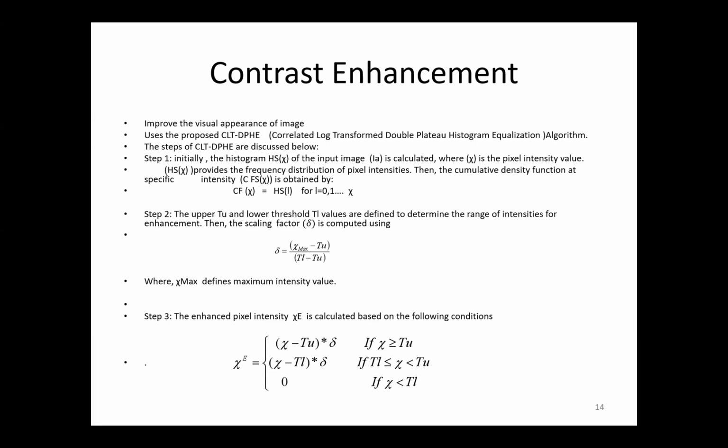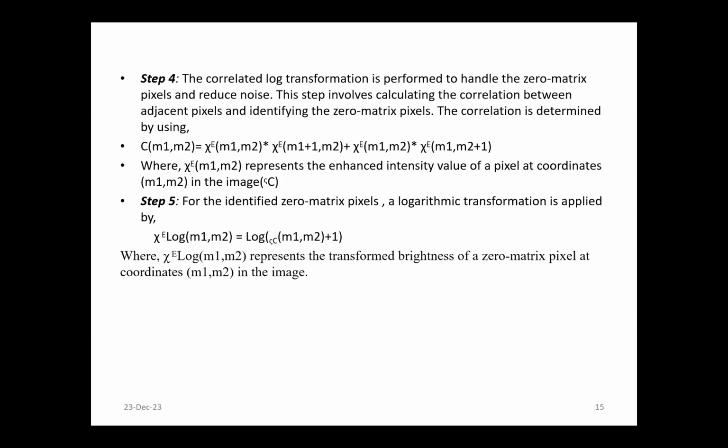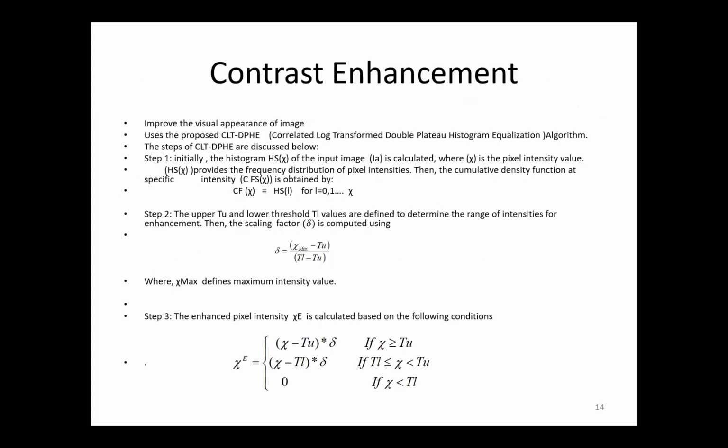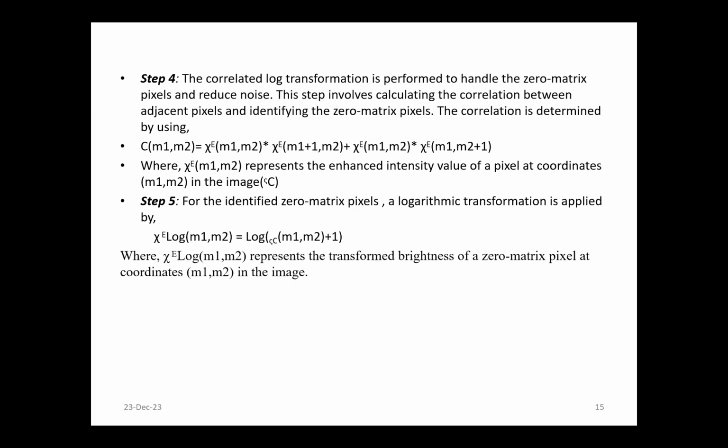Up till now, no one has worked on the contrast enhancement of plant disease images to find out the zero matrix pixels. But we have also worked on these zero matrix pixels. I will explain just after this. The correlated log transform is performed to handle the zero matrix pixels and reduce the noise. Because if we do not reduce the zeros in this equation, then there will be some noise. For that purpose, we have applied the CLT method also. For the identified zero matrix pixels, a logarithmic transformation is applied by the equation shown here.